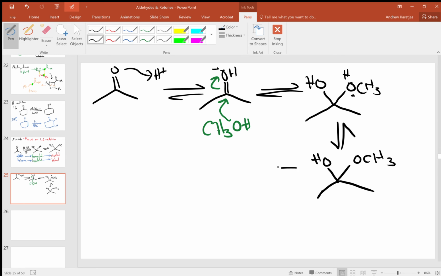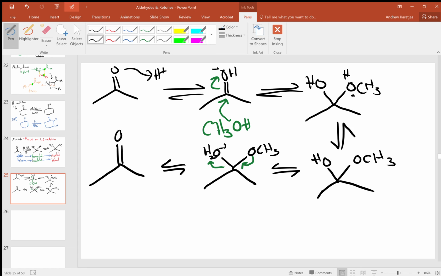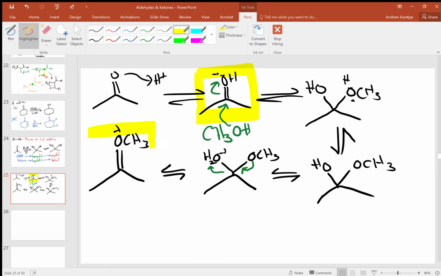And to keep going, our OH group gets protonated again. And then the oxygen from what was the alcohol adds in its lone pair and kicks out water. Now, the intermediate we form here is a little bit different than what we had previously, although it bears a lot of similarities. And by similarities, I mean between these two intermediates.